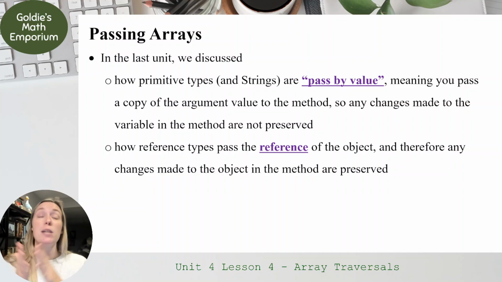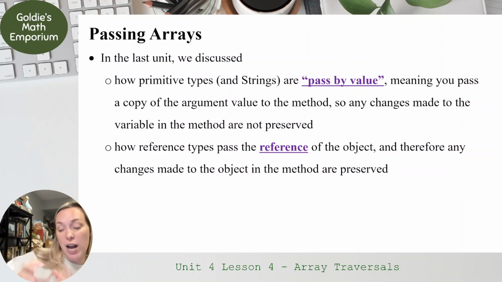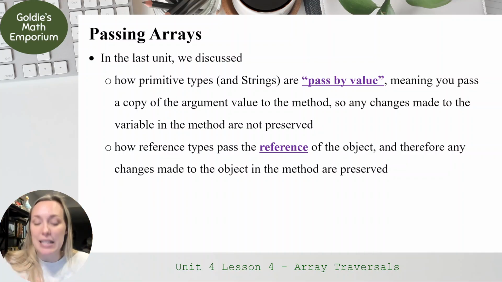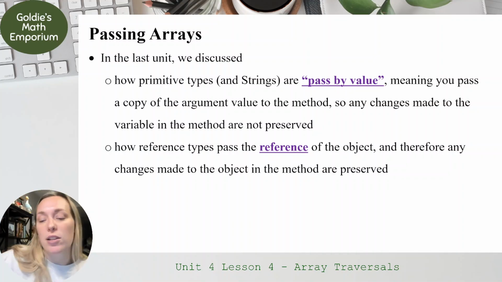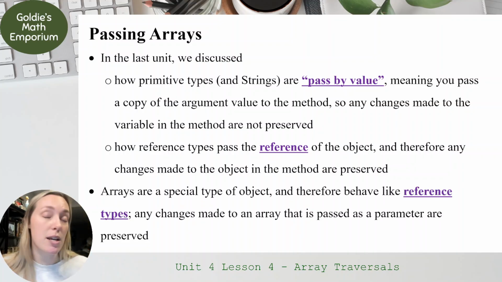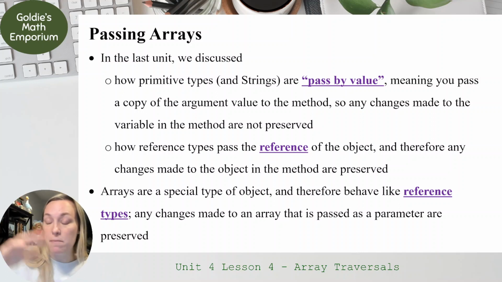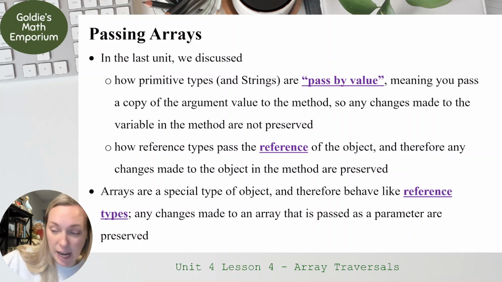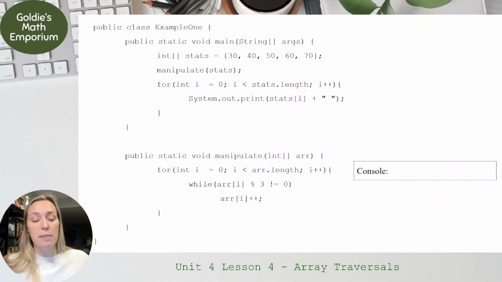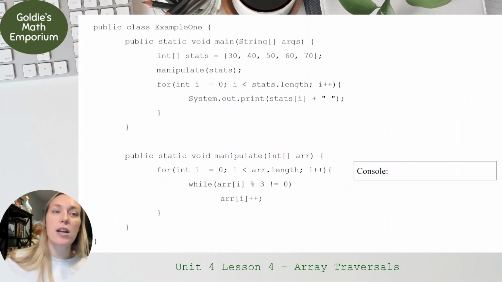Just like with objects, if you change an object in a method, it changes the object overall. The same thing happens with arrays because we pass references of arrays. So any changes made to the array are preserved, meaning they affect the original method. This is easy to see with an example. I have two examples of this, and this is example 1.